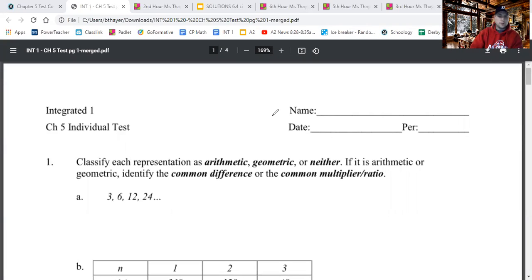Okay, so in the first problem right here, we are to identify if it's arithmetic, geometric, or neither. And if it is arithmetic or geometric, we'll identify the common difference or common ratio. So this first sequence, you see a multiplier happening of times 2 times 2 times 2. So that means this is a geometric sequence, and that common multiplier or common ratio is times 2.